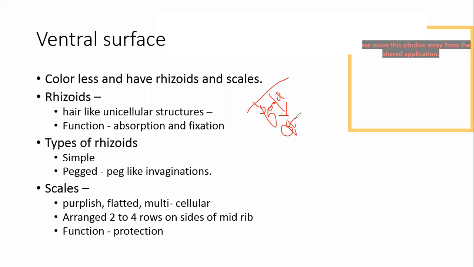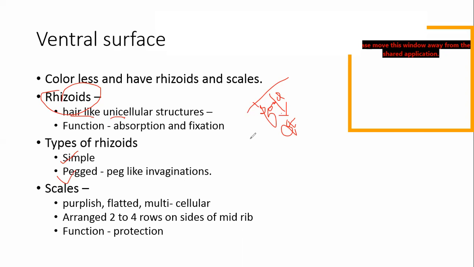Not only that, on the ventral surface, they have hairy structures. The hairy structures are otherwise called the rhizoids. The rhizoids are root-like structures. It is not the root which is present in Marchantia or bryophytes. They have root-like structures called rhizoids. The rhizoids are of two types. They might be simple rhizoids or pegged rhizoids.